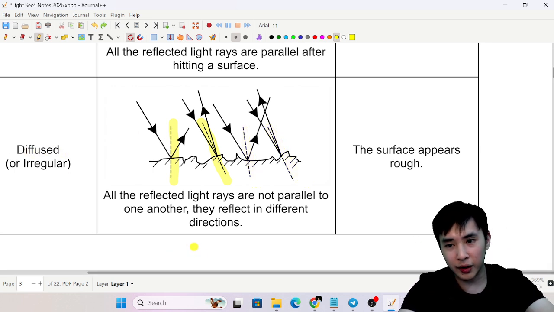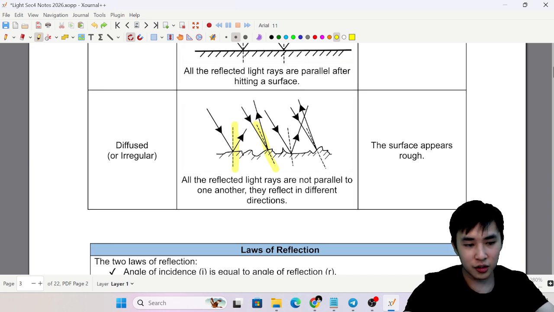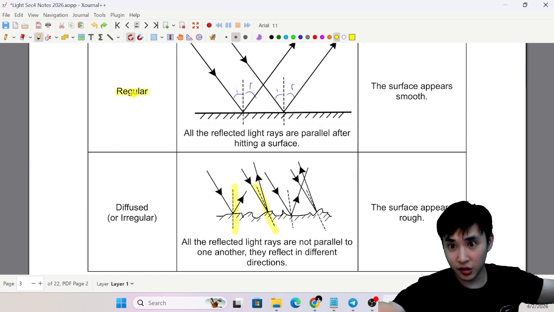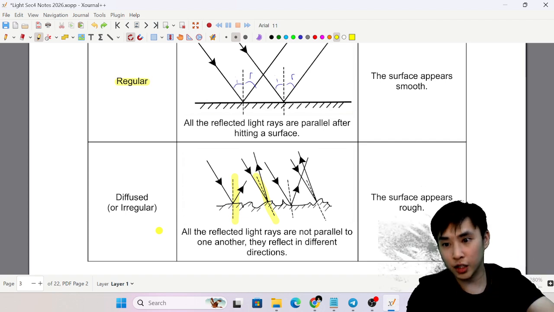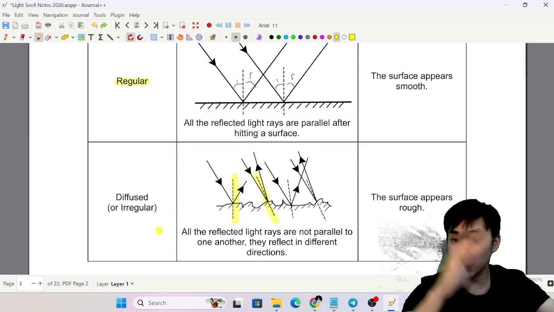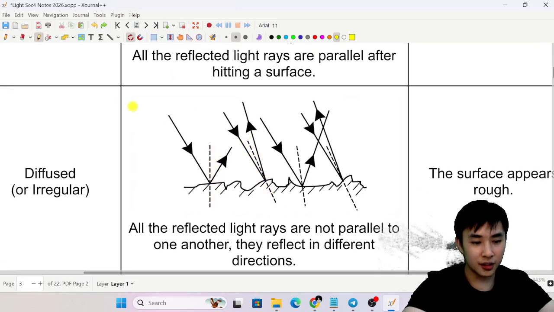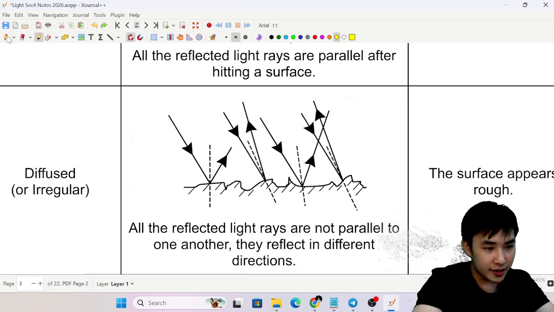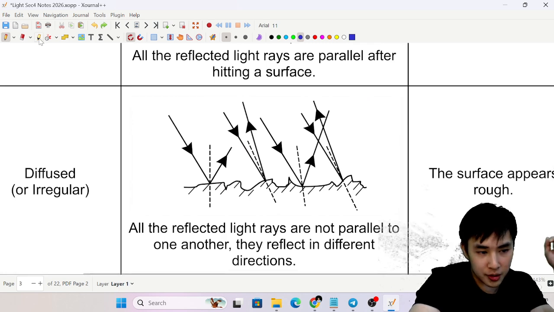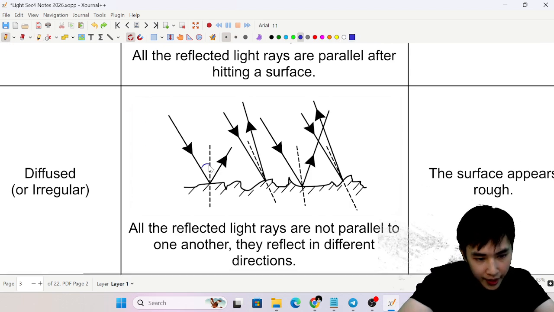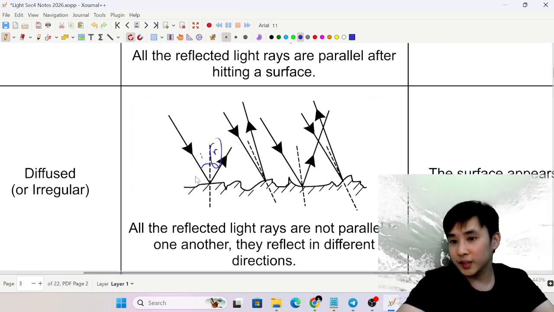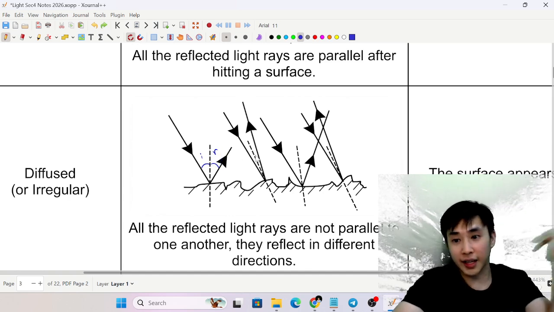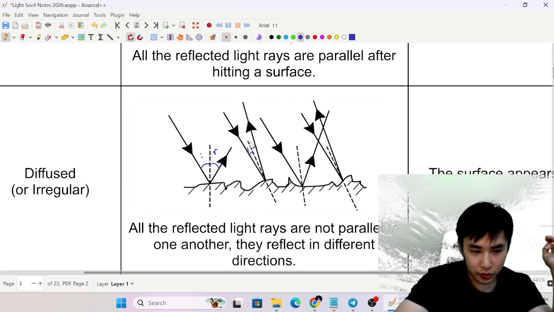Now, I want to highlight one important point. In both cases, whether you have a regular smooth surface or an irregular surface, notice that the angle of incidence is always equal to the angle of reflection. This will always be the same. So what I'm trying to say is this: for any of these reflected rays below, if you observe the normal, the angle of incidence, and the angle of reflection for any one ray, this angle is always equal to this angle. Same for the second diagram: this I equals this R also.